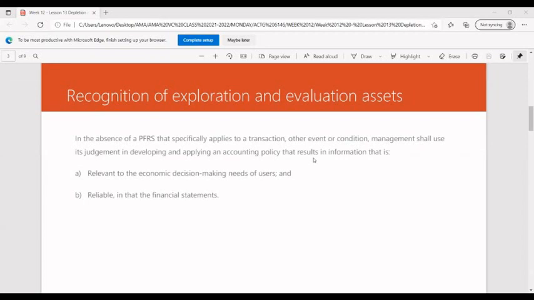So the recognition of exploration and evaluation assets: in the absence of a PFRS that specifically applies to a transaction, other event, or condition, management shall use its judgment in developing and applying an accounting policy that results in information that is relevant to the economic decision-making needs of users and reliable in the financial statements.